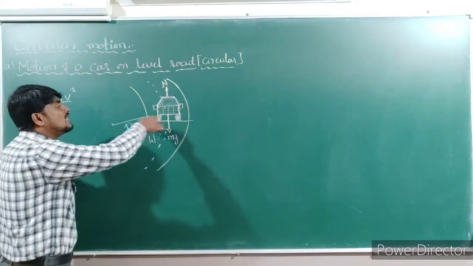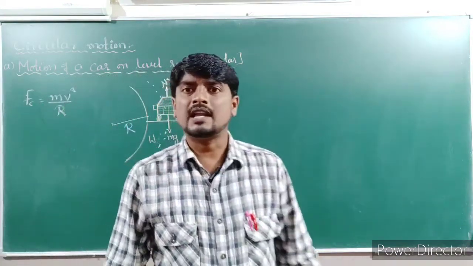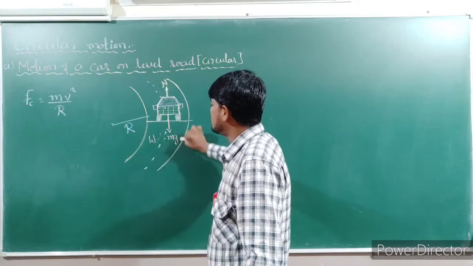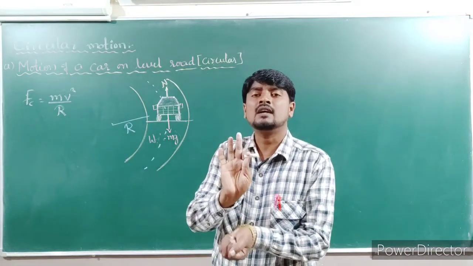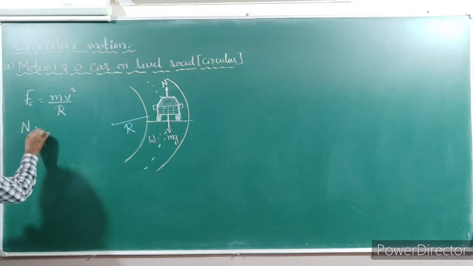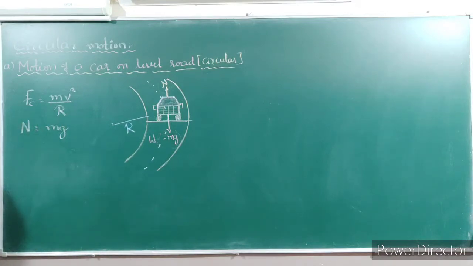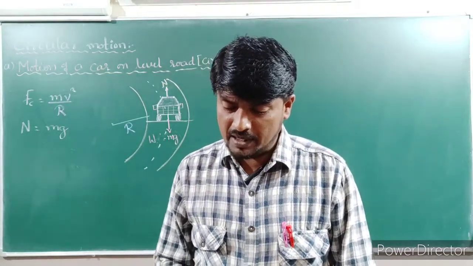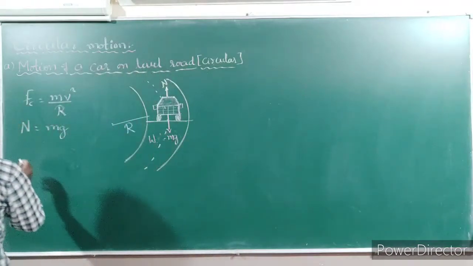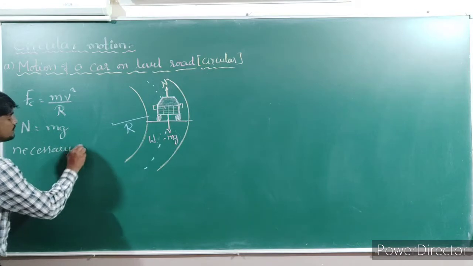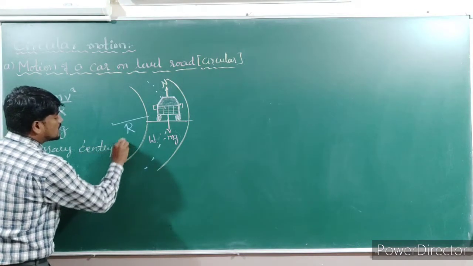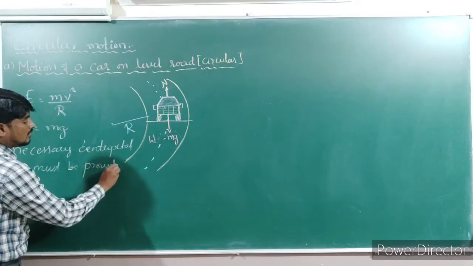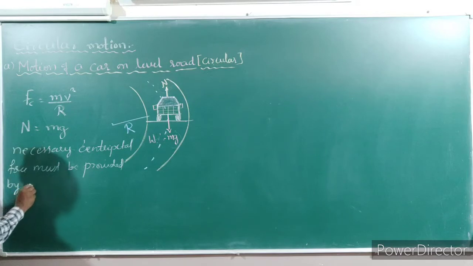Here, when the car is on the level circular road, two forces act vertically: the normal reaction upward and the weight downward. This normal reaction is completely nullified by the weight. Hence the car is in uniform motion because both are equal and opposite. I can write here N equal to mg, the normal reaction is equal to mg. And finally, there must be a centripetal force. Let me write one sentence: the necessary centripetal force must be provided by static frictional force.